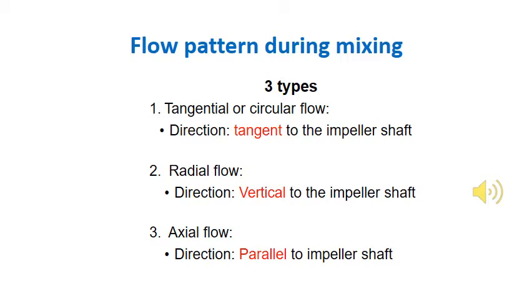the flow is tangent to the impeller shaft. Okay, impeller is the mixing device which we are using in the mixing vessel. So when the flow of the liquid is in tangent direction to the impeller shaft, it is called tangential flow. When it is vertical to the impeller shaft, it is radial flow. Whereas if it is parallel to the impeller shaft, it is called axial flow.